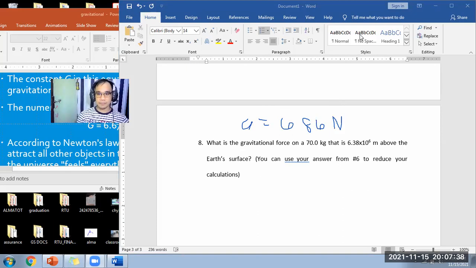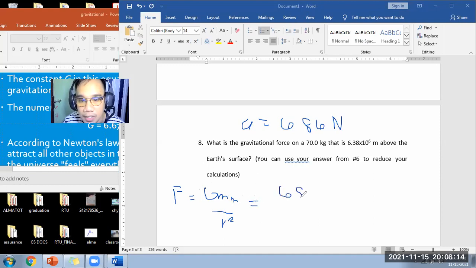So, what answer will we get? If our formula is F equals G M1 M2 over R squared, we got 686 Newton earlier. It says you can use your answer from earlier. So we will get a new gravitational force. This is F1, so this is our F2.